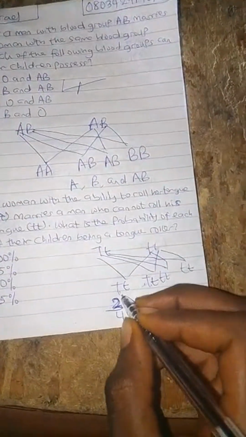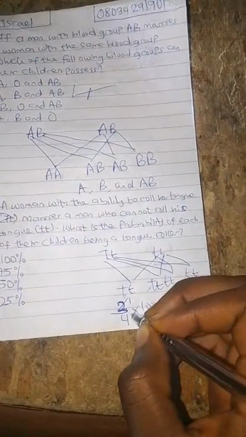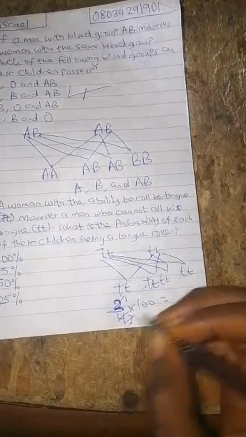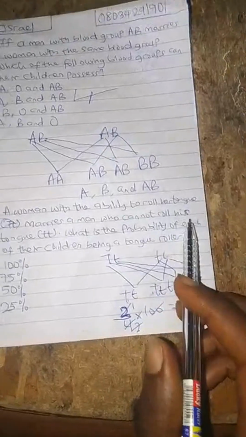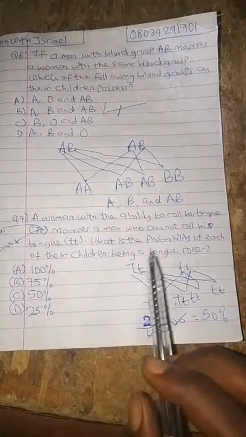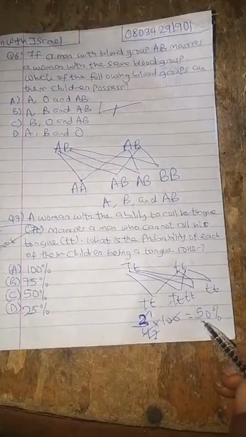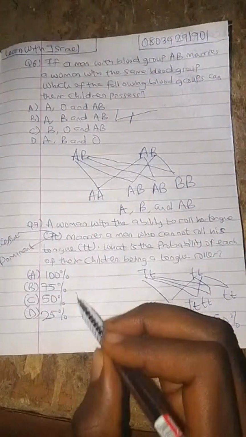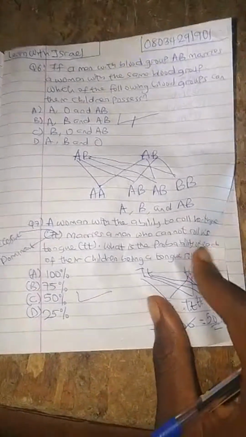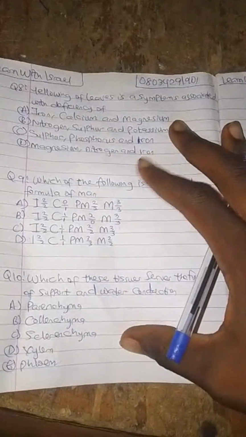So 2 divided by 2 is 1, 2 divided by 4 is 0.5, and multiplied by 100 gives us 50%. So the probability of each of their children being a tongue roller is 50%. And if we check our options, we can find that in option C, which is the appropriate answer. Let's move to the next question.